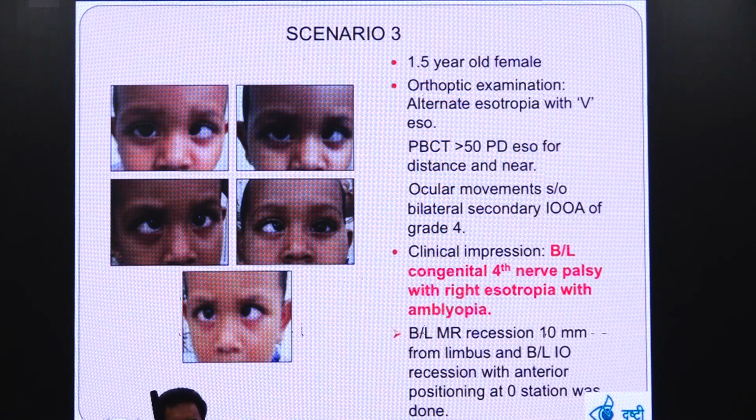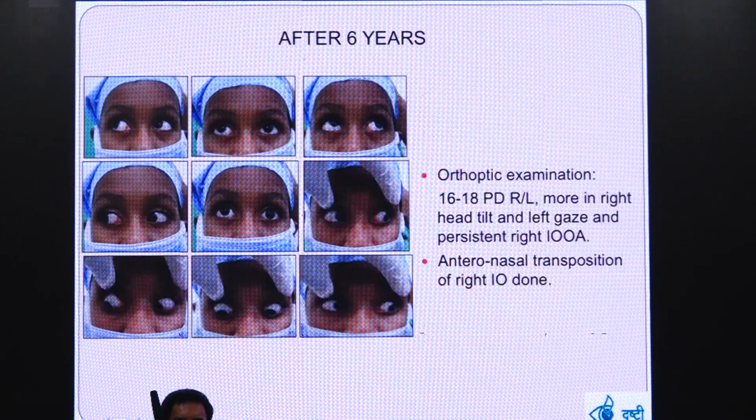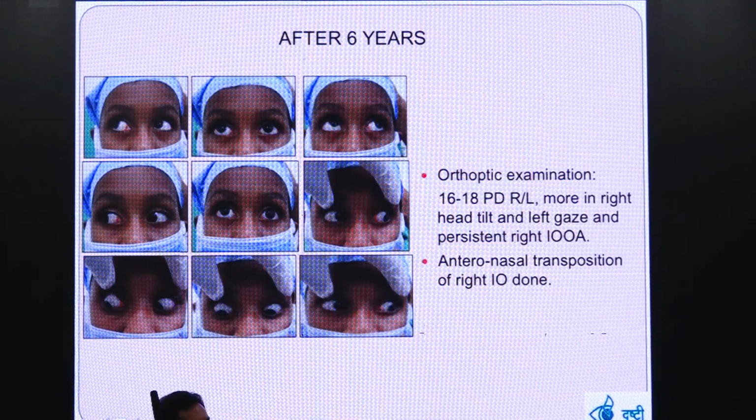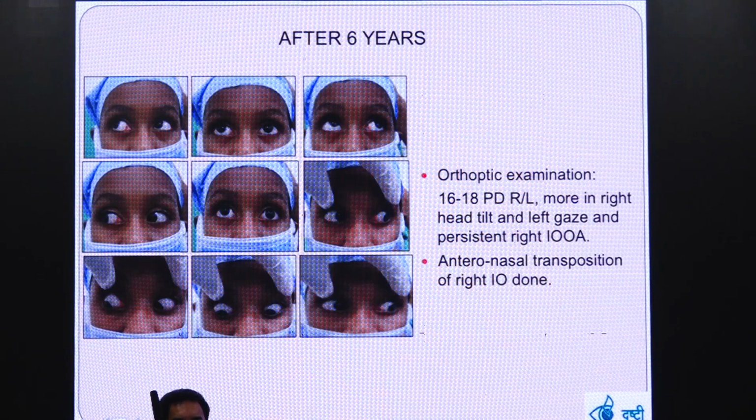She was a 1.5-year-old female, came to us with a large angled esotropia and grade 4 inferior oblique overaction. She underwent bilateral medial rectus recession 10 millimeters from the limbus and bilateral inferior oblique recession with anterior positioning at 0 station. This was the post-op period, but after 6 years, we found that there was some residual R by L. Again, R by L was more in the left gaze and right head tilt. So indicating persistent right inferior oblique overaction.